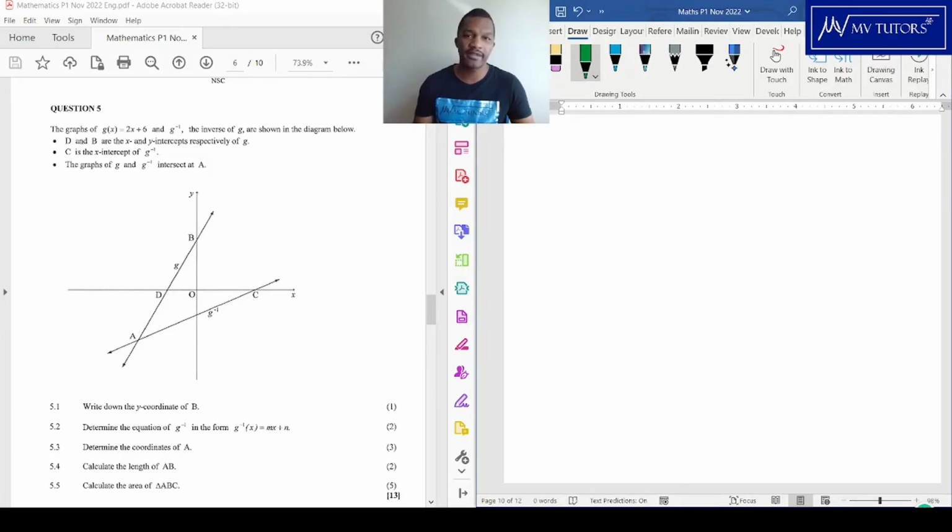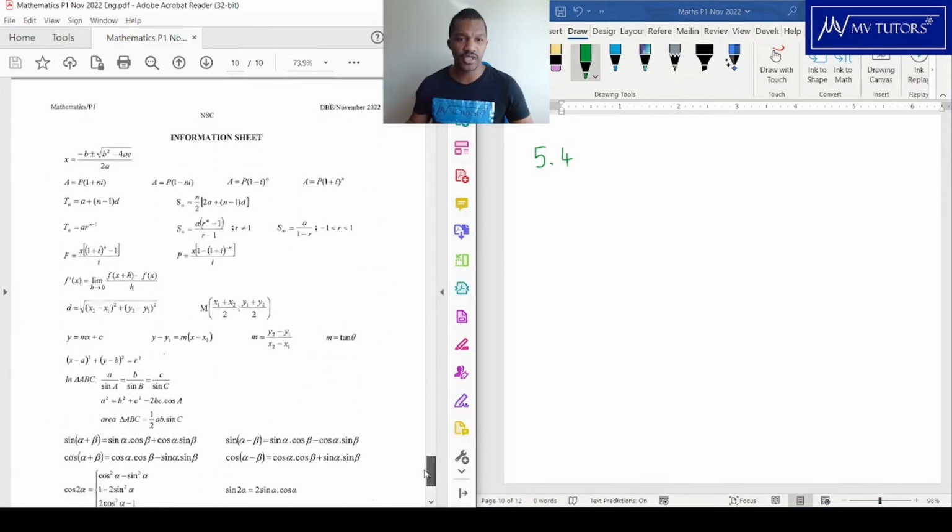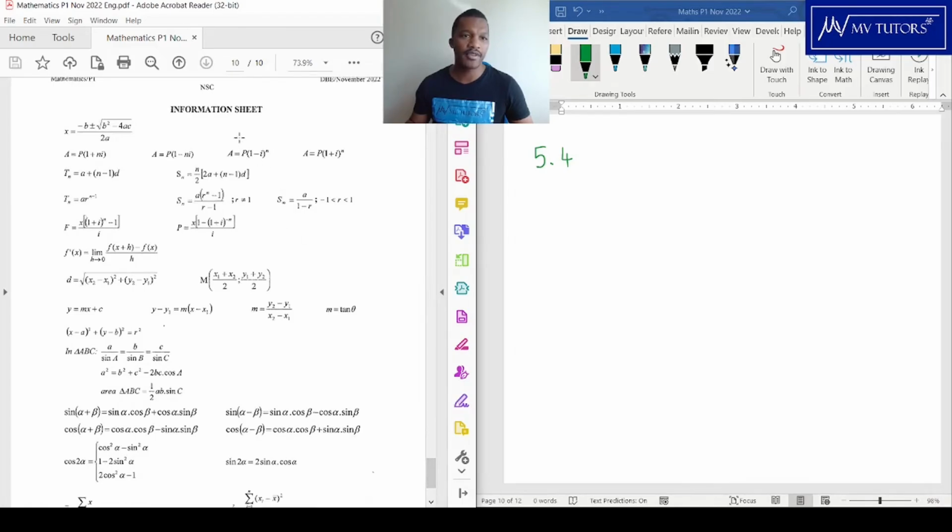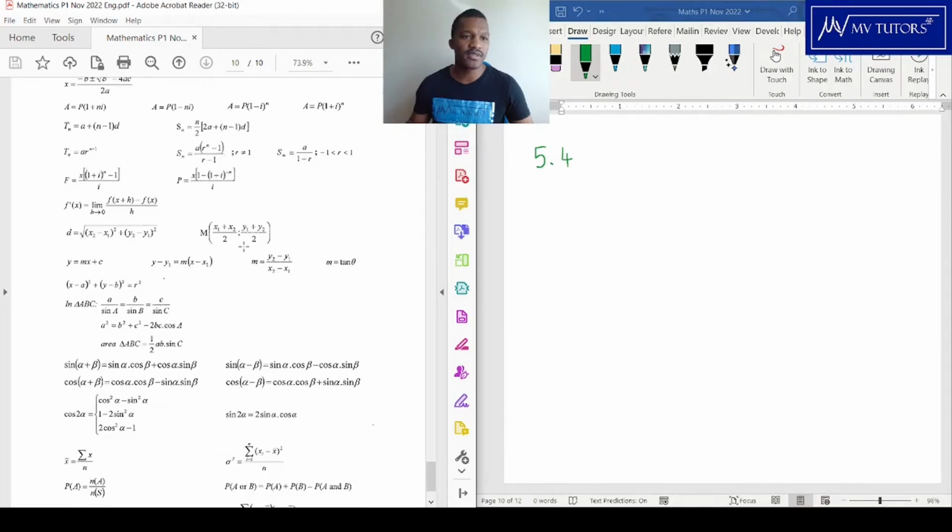Okay, let's look at question 5.4 now. It says calculate the length of AB. For that we need the distance formula. For the distance formula, you just scroll down to your information sheet. We look for it. They always give it to us. There it is right there.